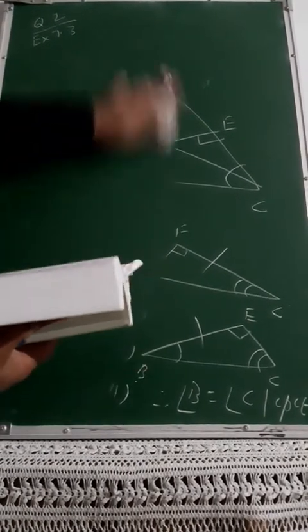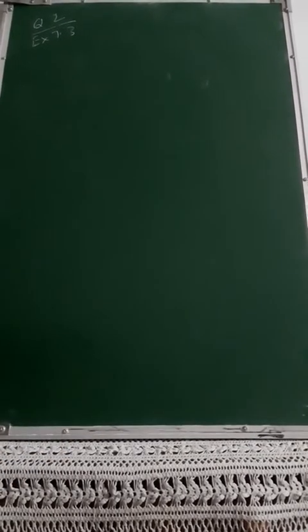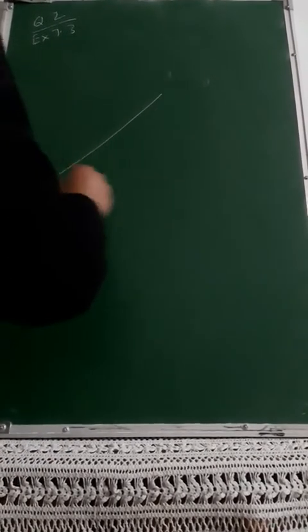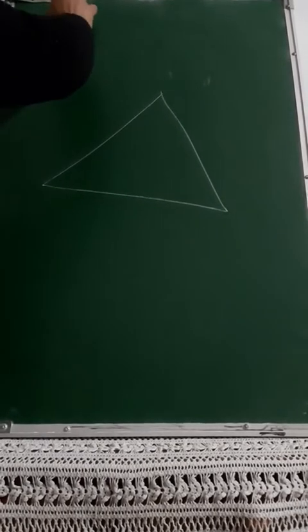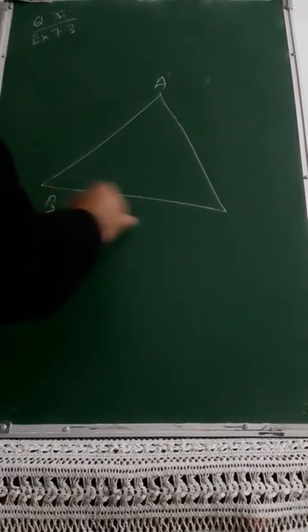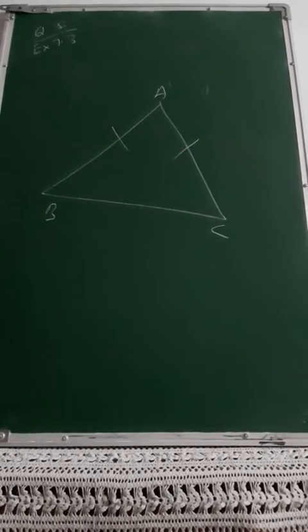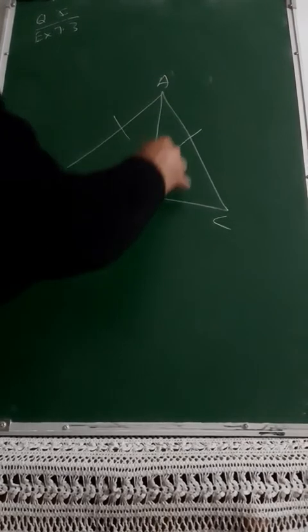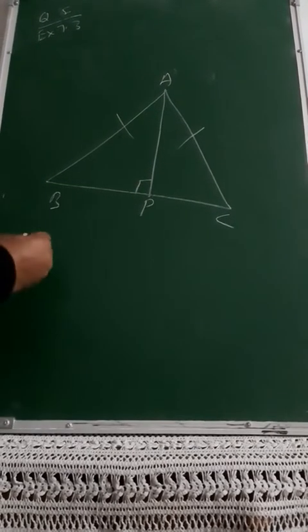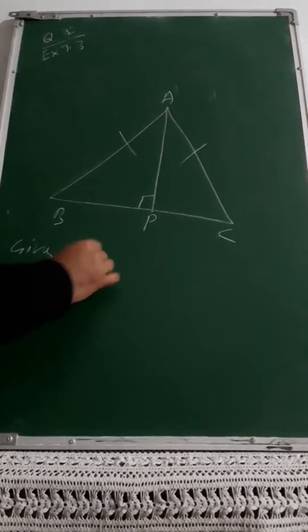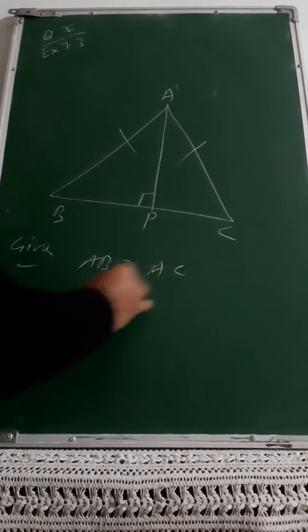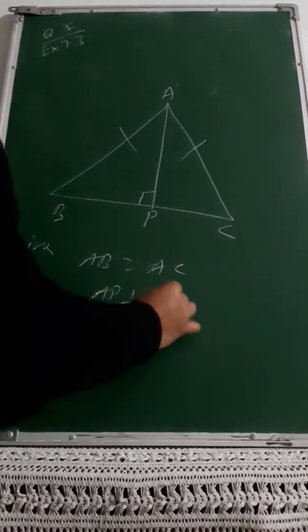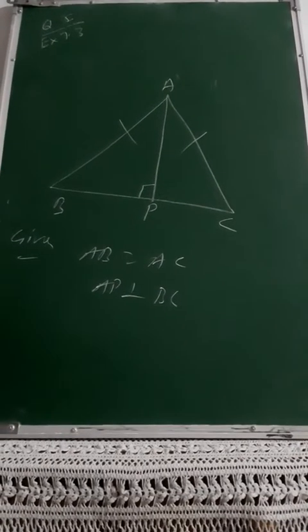And the last question, that is number 5 of this exercise, is: ABC is an isosceles triangle with AB equal to AC. So this is question number 5 here. ABC is an isosceles triangle with AB equal to AC, that is given to you. Draw AP perpendicular to BC. This is also given, AP perpendicular to BC. So whatever is given, please write that AB is equal to AC and AP is perpendicular to BC. What you need to prove is to show that angle B is equal to angle C.